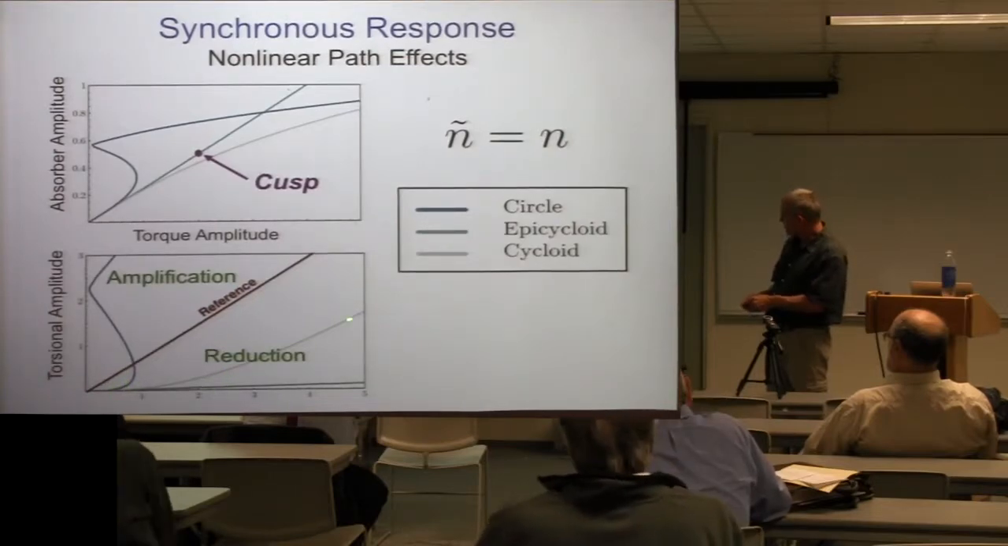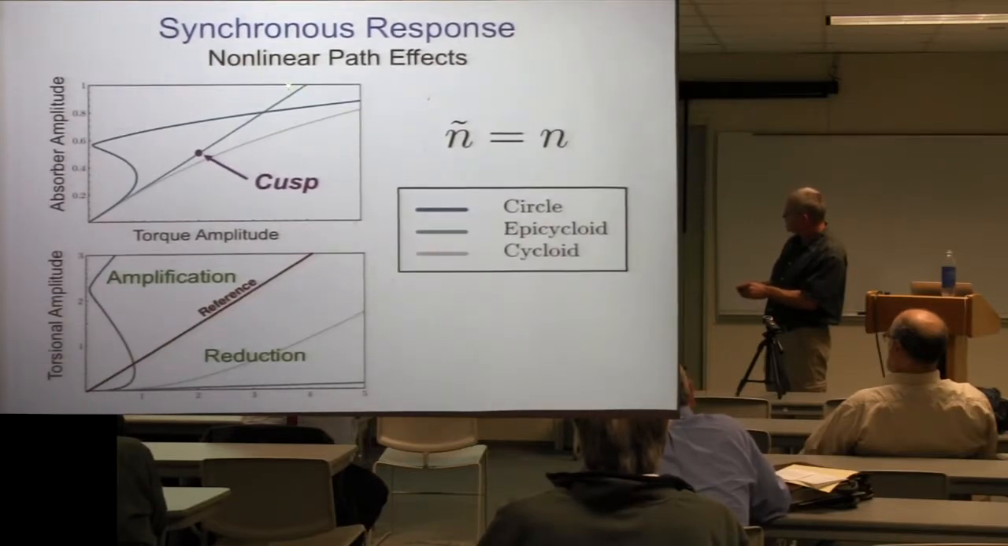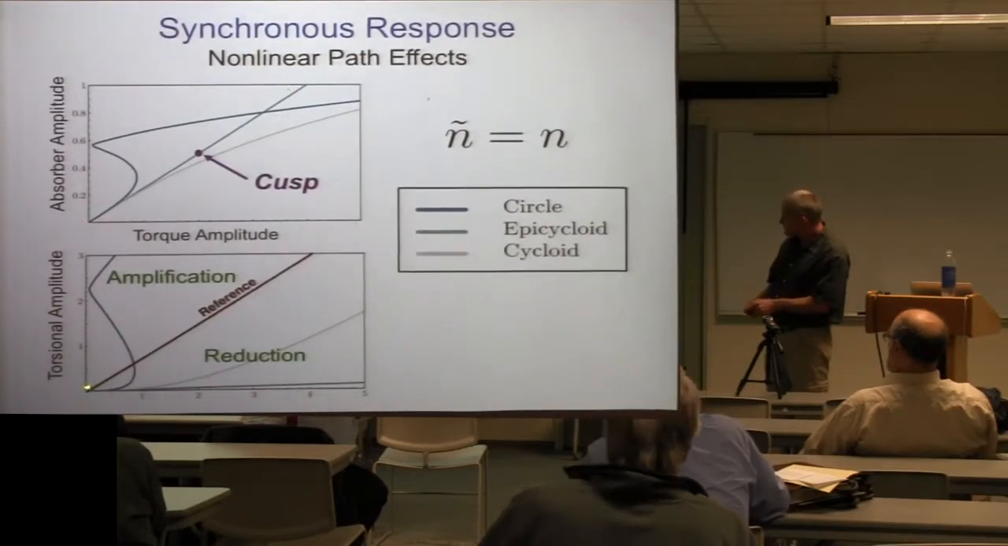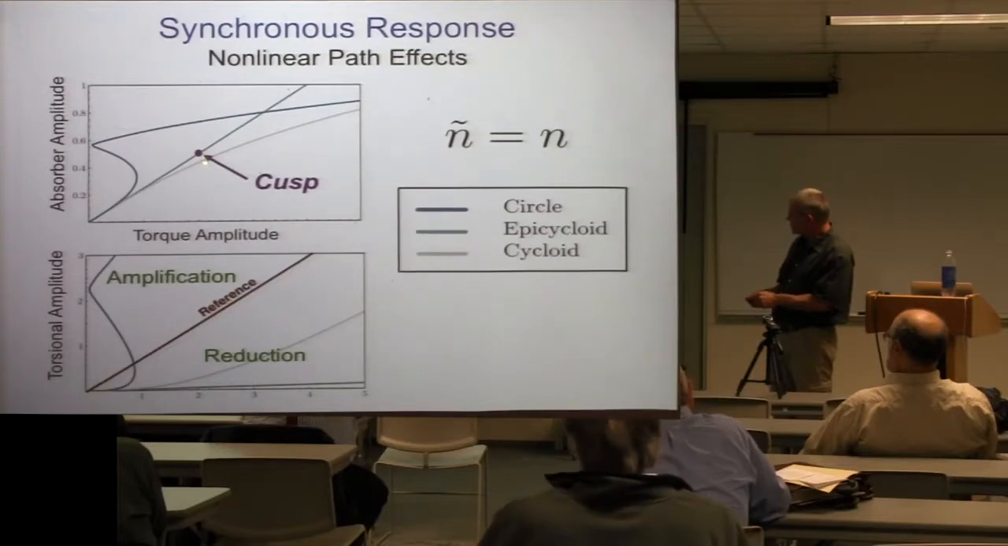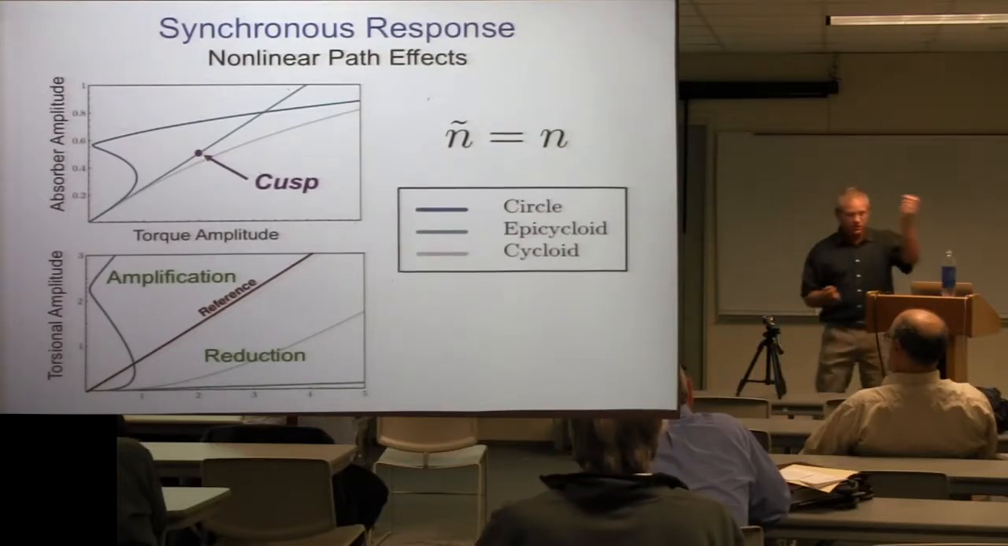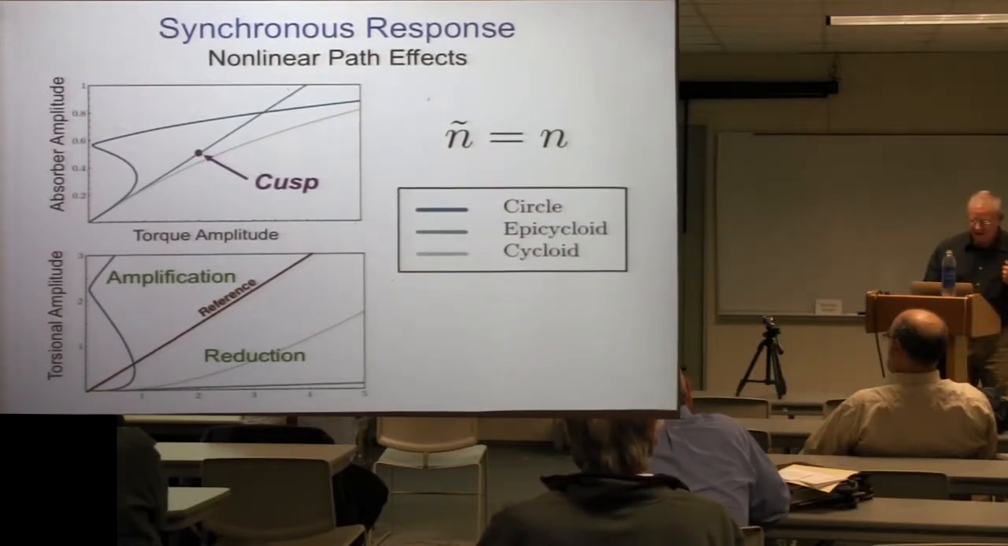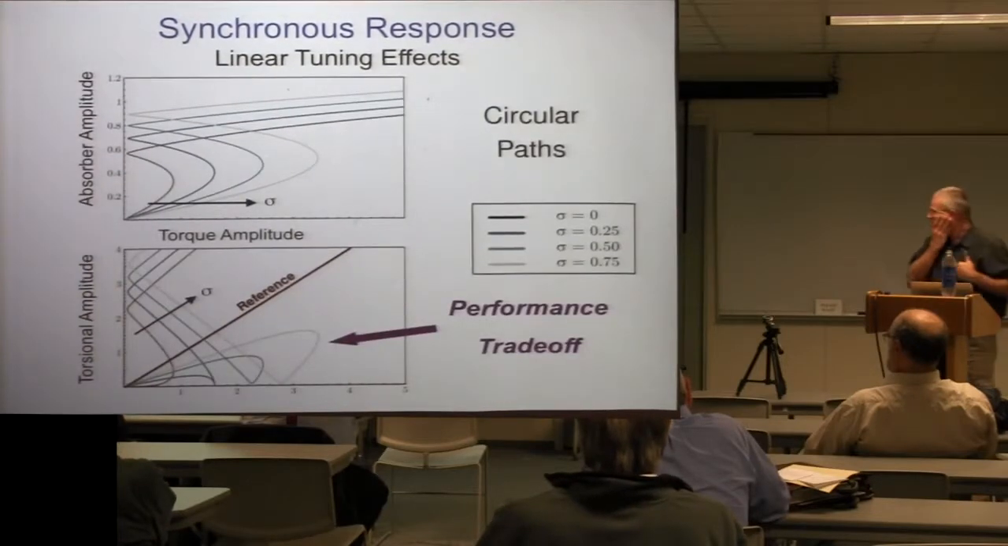If I look at cycloids, they're hardening like this. Epicycloids look linear in the absorber response, not exactly, but you get very good performance, but you hit a cusp. So these cycloids and epicycloids have a cusp, and that's what limits their motion.